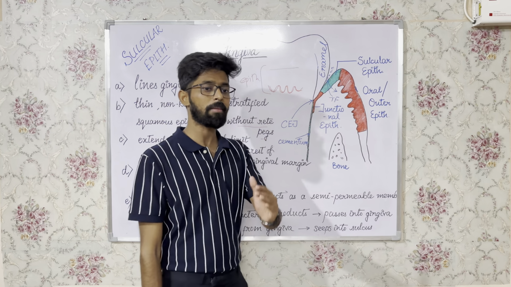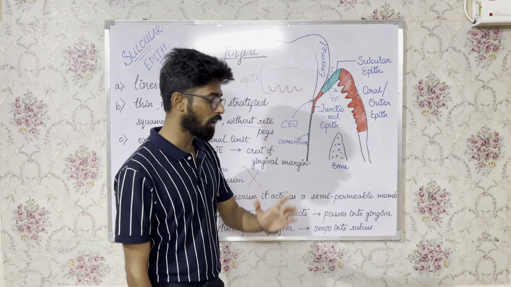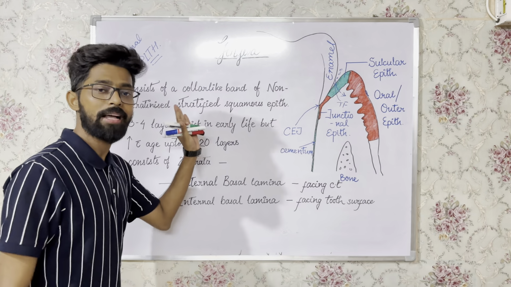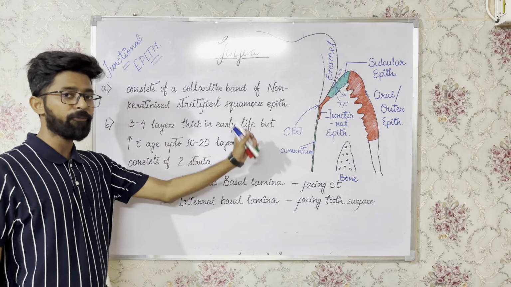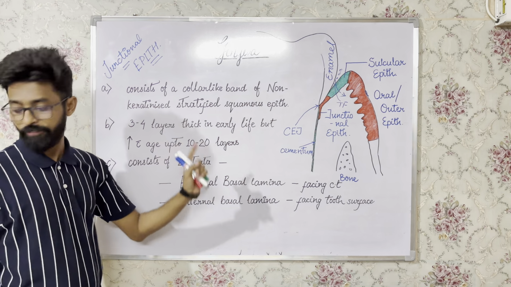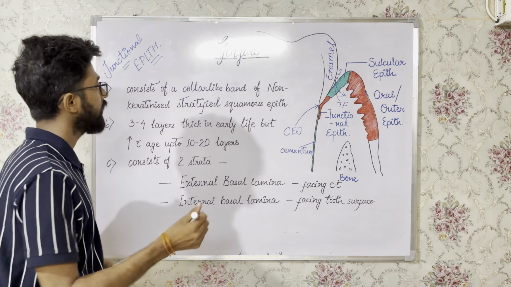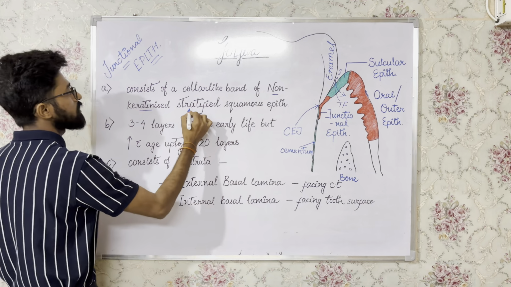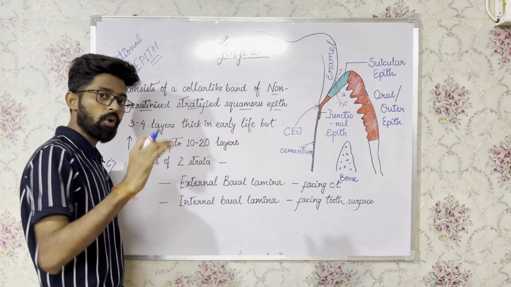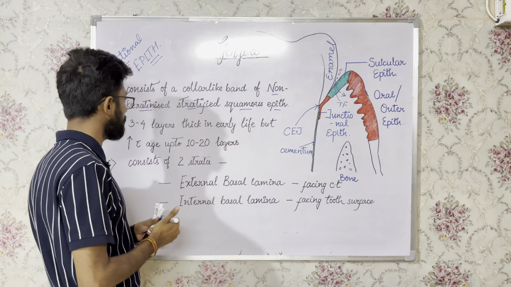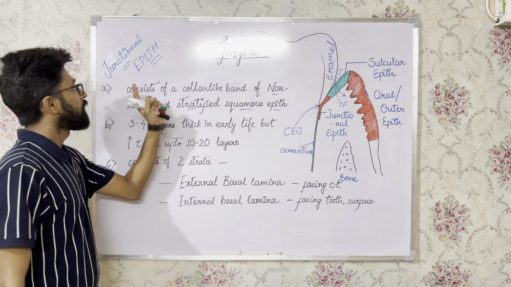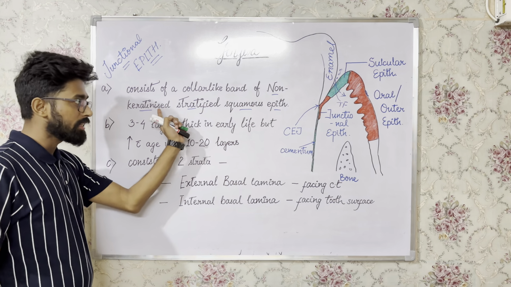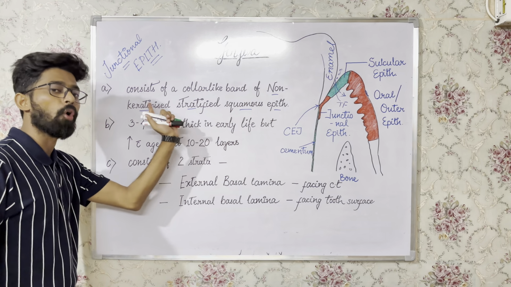Okay? Okay, coming back to the topic, circular epithelium is done. Now we will talk about the junctional epithelium. Okay? So junctional epithelium, as you can see, it consists of a collar-like band of non-keratinized stratified squamous epithelium. So if we recall all the three types of epithelium that we have studied earlier, the oral epithelium was keratinized, the circular epithelium was non-keratinized, and this junctional epithelium is also non-keratinized.